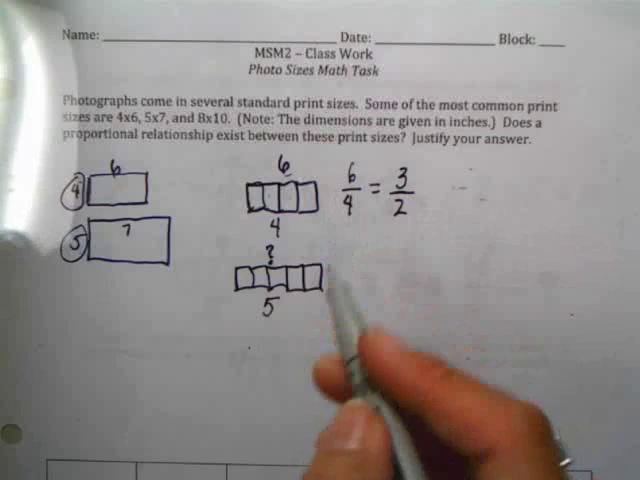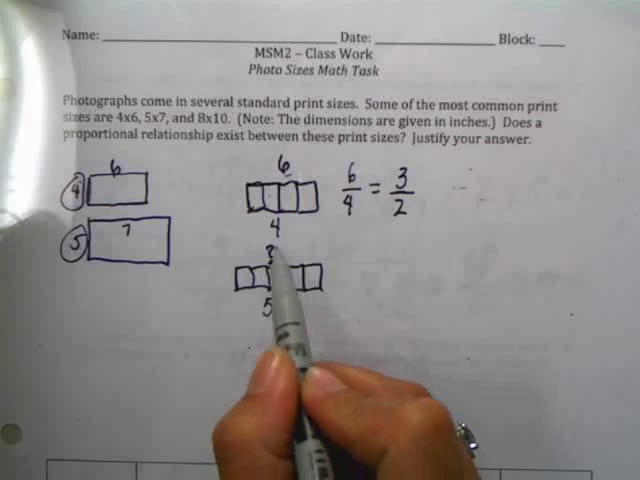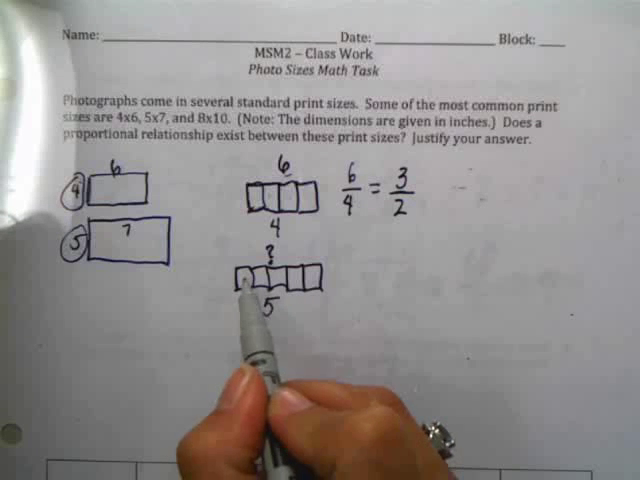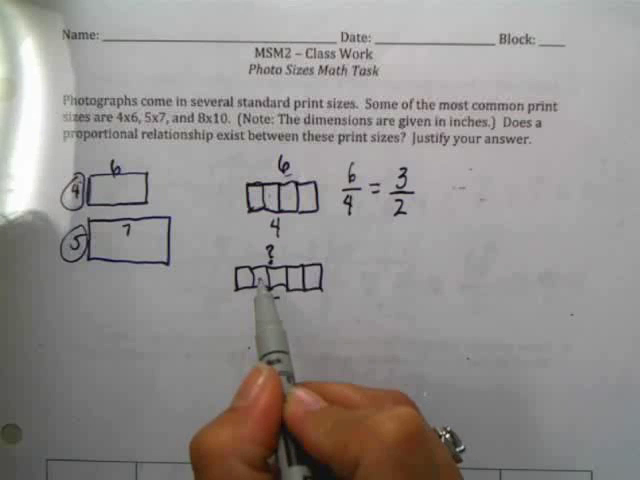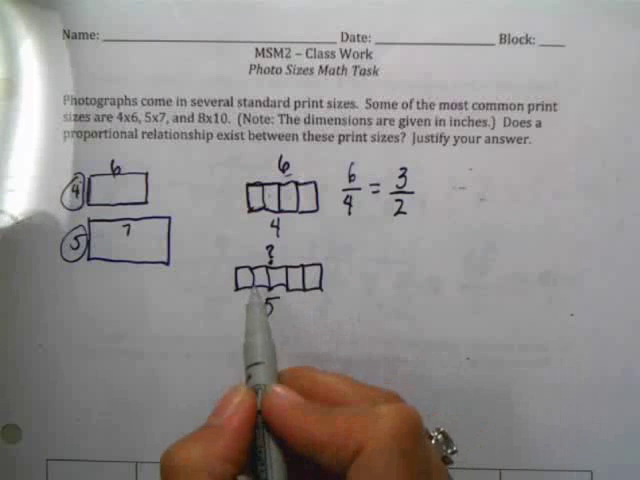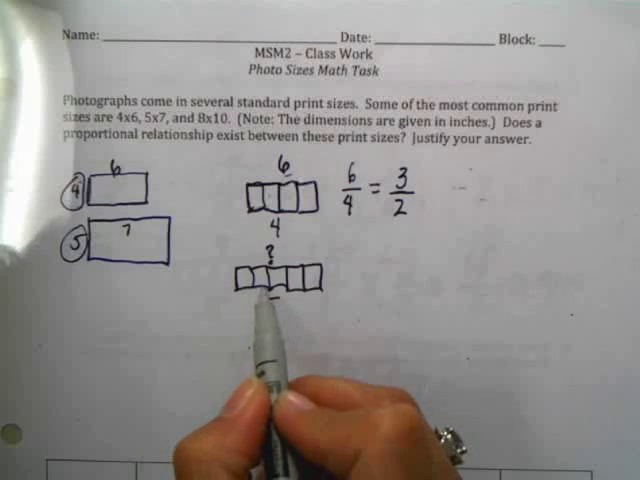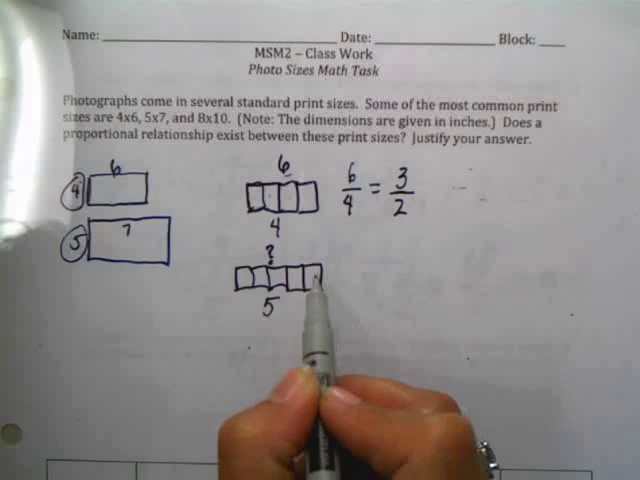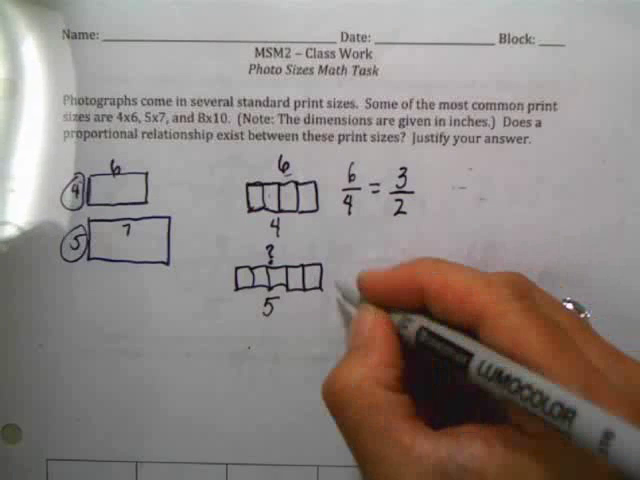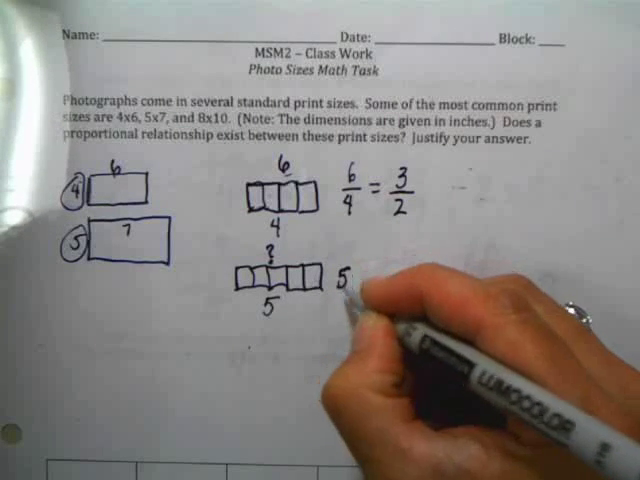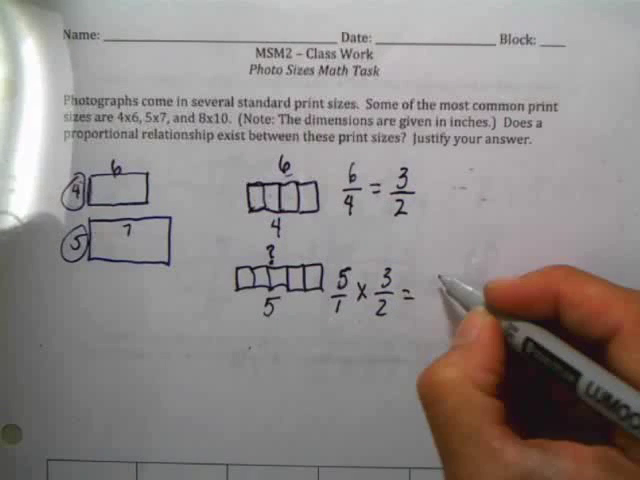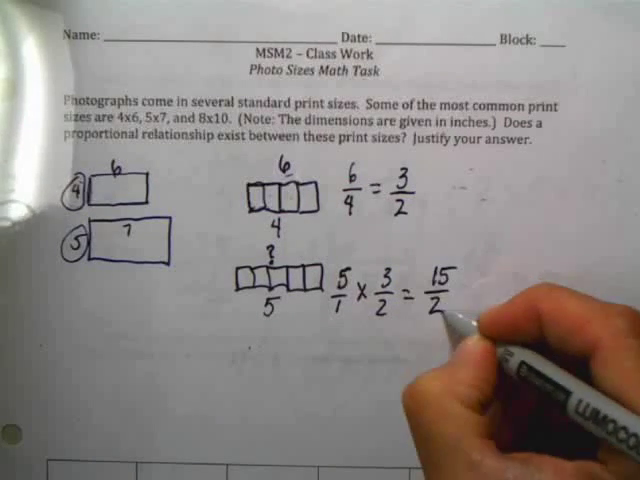Okay. Now we don't know how much this total measurement is. Let's just pretend we don't. But we know that each one of these is 3 halves. So we can either add them, 3 halves plus 3 halves plus 3 halves plus 3 halves plus 3 halves, or we can count 1, 2, 3, 4, 5 boxes and multiply 5 over 1 times 3 over 2, and that's going to give us 15 over 2.